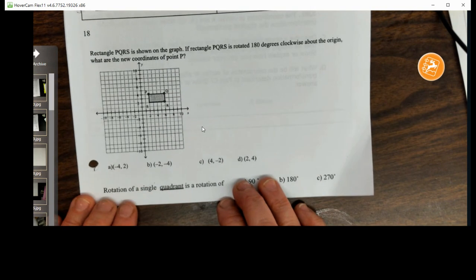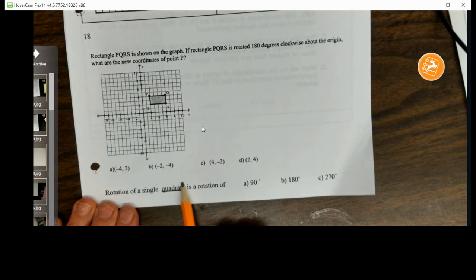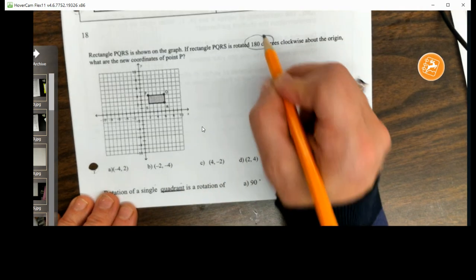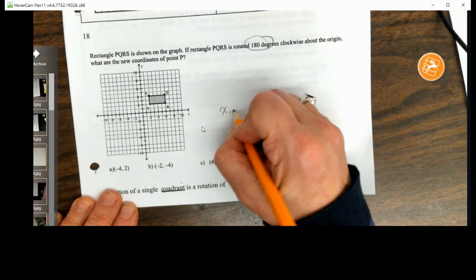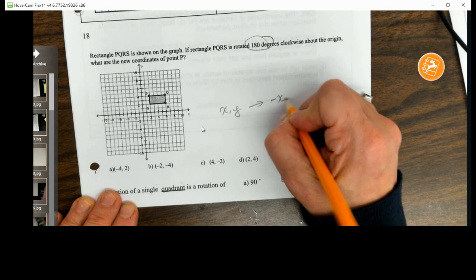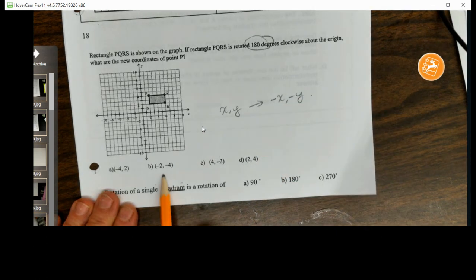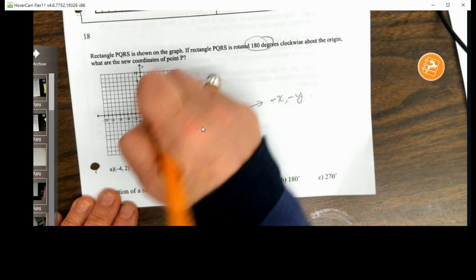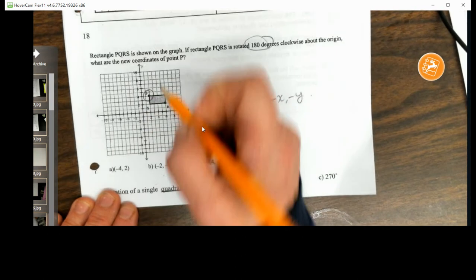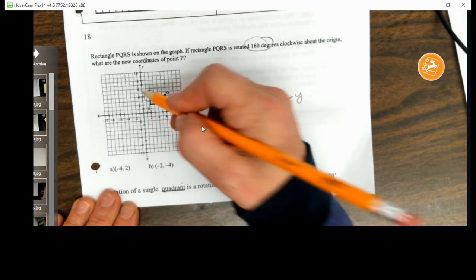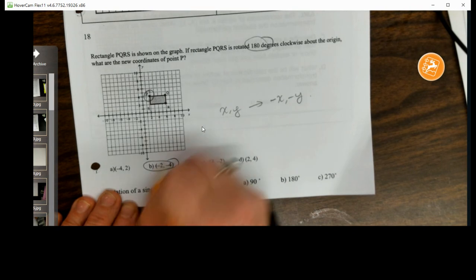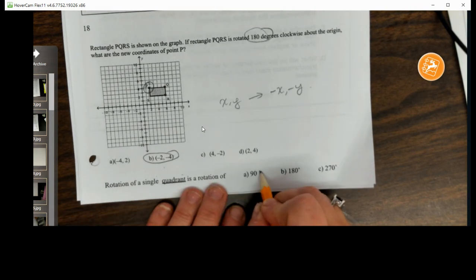So let's look at these. For 180 degrees, it doesn't matter the direction, so x, y becomes negative x, negative y, and we're looking at point P. So that becomes negative 2, negative 4, which is B. And again, this is 90 degrees.